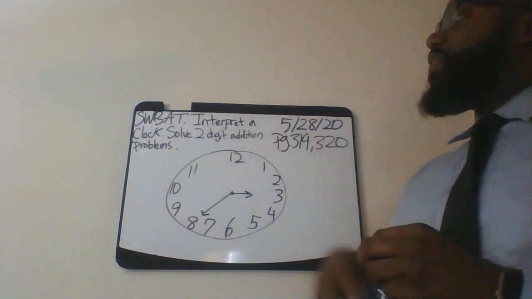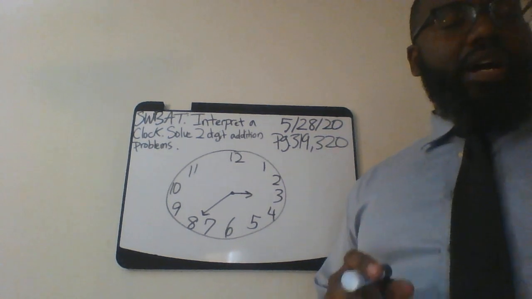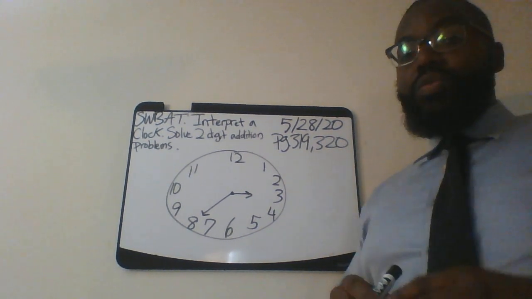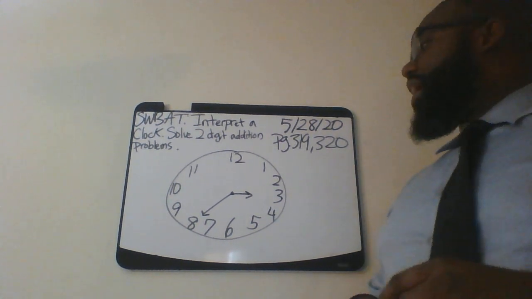Unstoppable. For today's math lesson, you're going to be able to interpret a clock, solve two-digit addition problems, and then you'll be able to add coins, the amount of coins together. Now, let's take a look at number one. Number one asks us, what time is it?